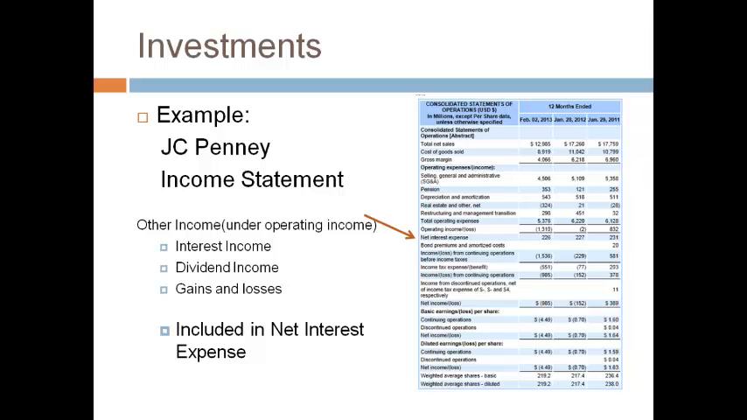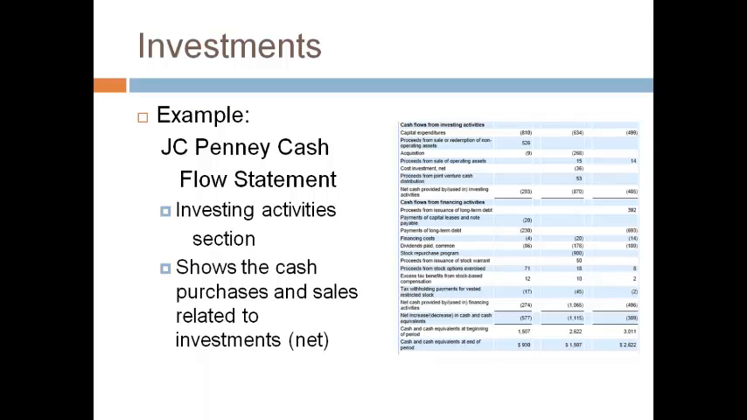The investing and financing sections of the cash flow statement for JCPenney is shown here. Purchases and sales of investments are reported on the cash flow statement in the investing activities section. Take a moment and note the line items associated with investments.